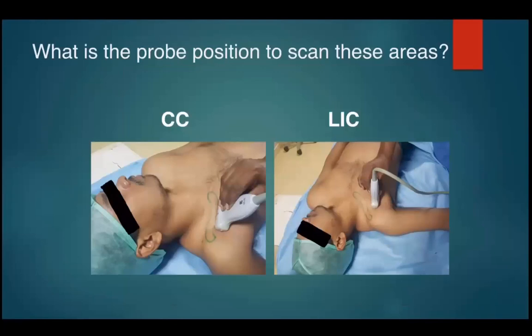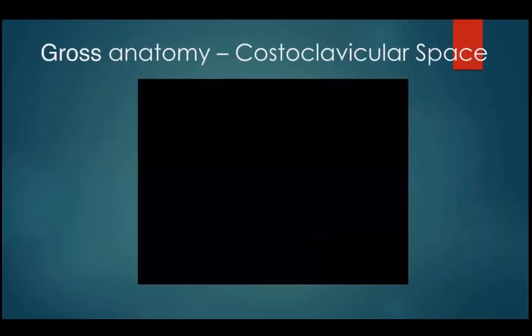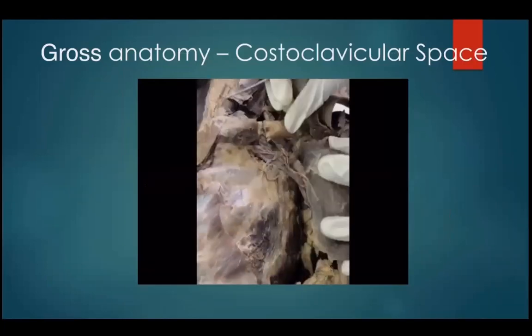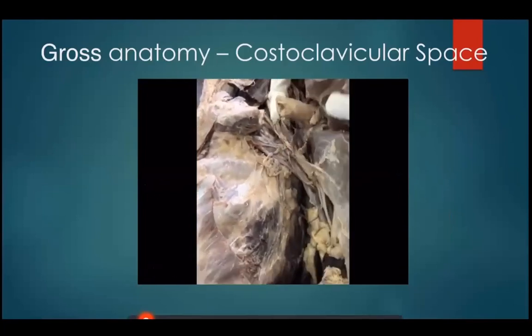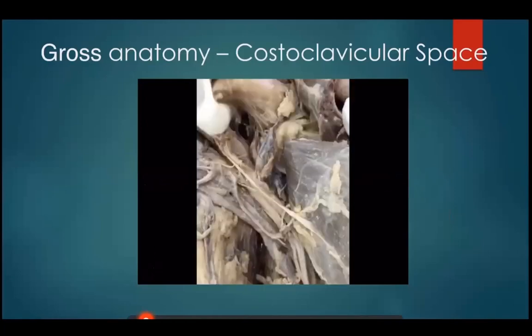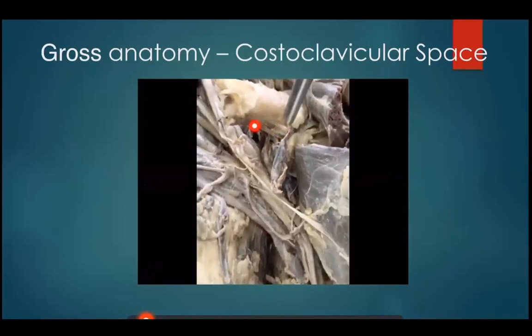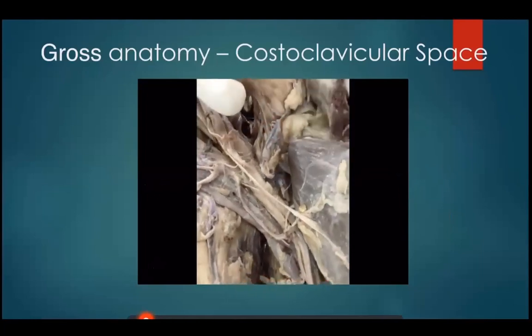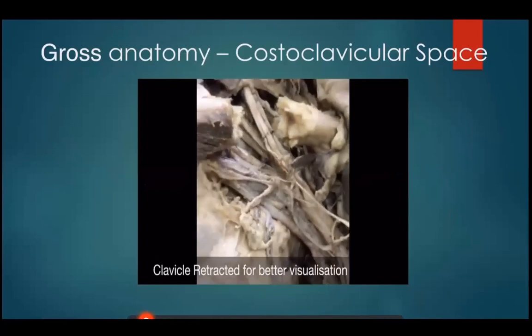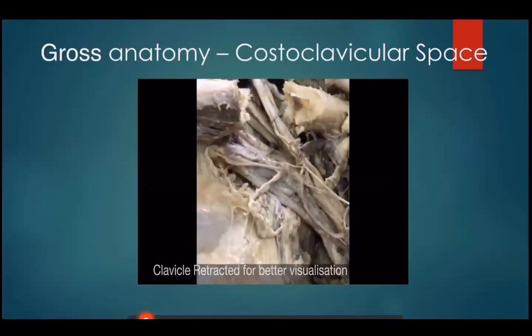So this is the image showing the probe position for providing the costoclavicular block and the lateral infraclavicular block. This is a video showing the gross anatomy of the costoclavicular space. The costoclavicular space is the space behind the clavicle. You can see the subclavius muscle here, which is below the clavicle. You can see it getting extended while retracting or pulling the clavicle. The clavicle has been cut for better visualization.